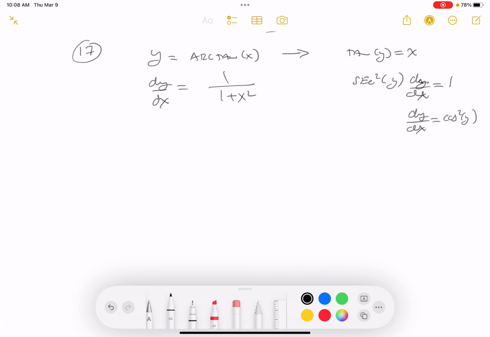I kind of remind you about this over here, that the y for the arctangent of x would have to be between minus pi over 2 and pi over 2. And what's nice about the cosine between that, it's positive. So not really worried too much about this.